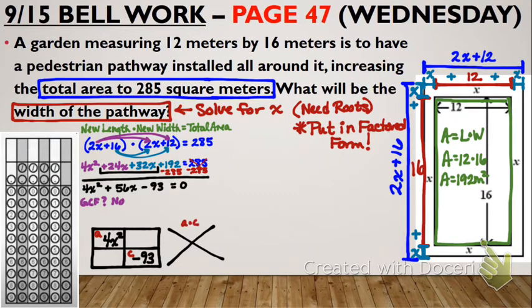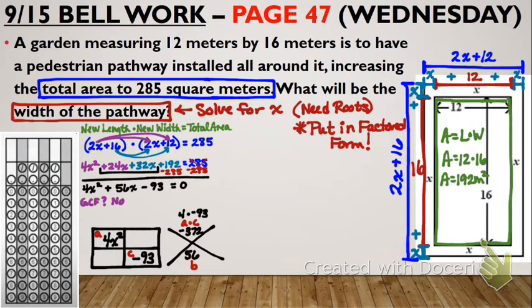We need to multiply the A and the C coefficients together. So that's 4 and negative 93. Negative 372. Oh, that's scary. And then down on the bottom, I have my B term, 56. I need two numbers that are going to multiply to negative 372, but add to 56. 372 is a huge number, isn't it? So I want to find a way of thinking about this that's not so intimidating.